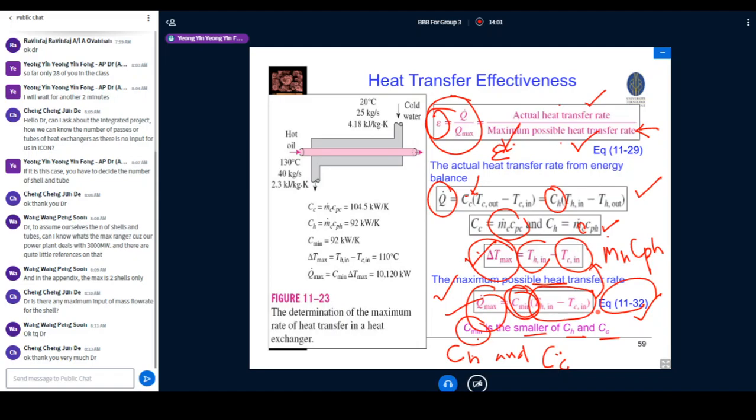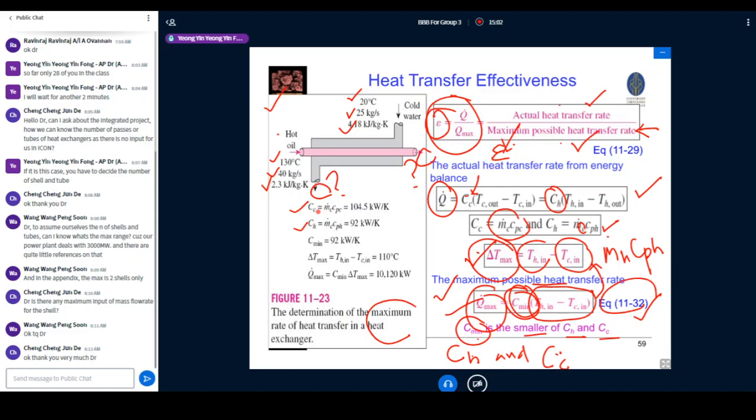Okay, so the very first step of the effectiveness NTU method is you determine the CC and CH. So for this case, CC is mC CpC, which is 104.5. Okay, CH is 92 kilowatt per degree C or per Kelvin. So which one is smaller? Yes, 92. So this one straight away will become C min.